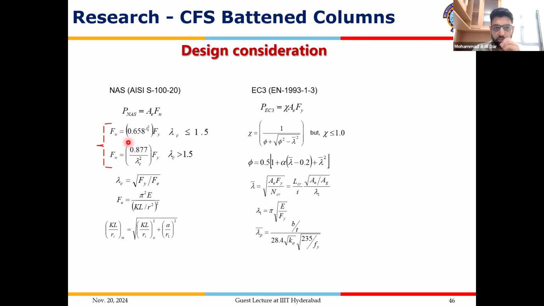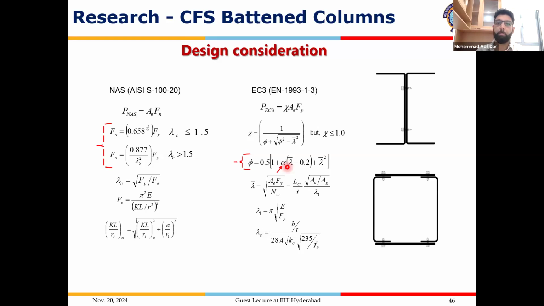Now, the American code uses two different equations to compute the critical stress, one in the inelastic range, another in the elastic range, whereas the Eurocode uses the same equation. They use different reduction factors. Again, they are meant for open sections and not closed sections.